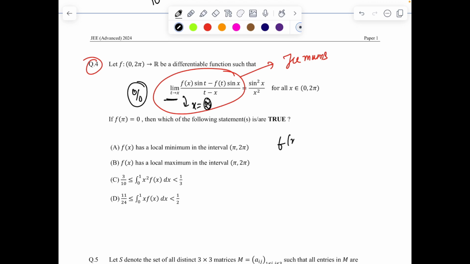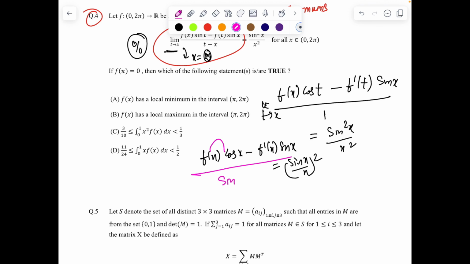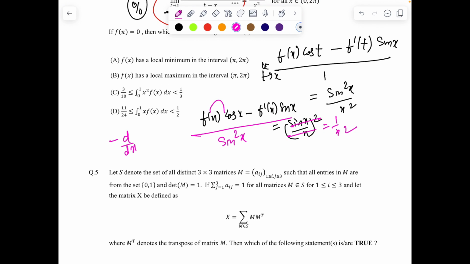So its derivative will be f of x into cos t minus, t is the variable and sine of 1 is constant, f dash t sine x, divided by t is variable, so 1, and that is equal to sine square x by x square, with limit t tends to x. So the given expression thus becomes f of x cos x minus f dash x sin x equals sin x by x whole square. Now we can see, f is left and sin is differentiated, minus f is differentiated, sin is left, divided by this whole square. So I'll be tempted to bring sin square x into the picture, that will give 1 by x square, and this is minus nothing but d by dx of f by sin x equals 1 by x square.